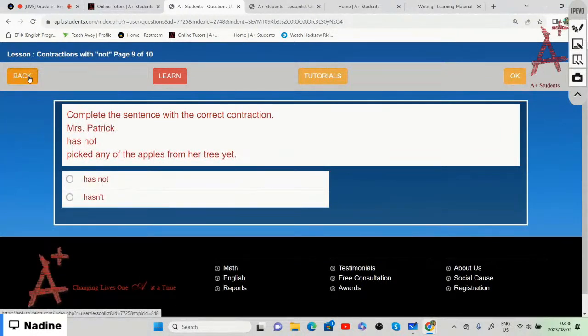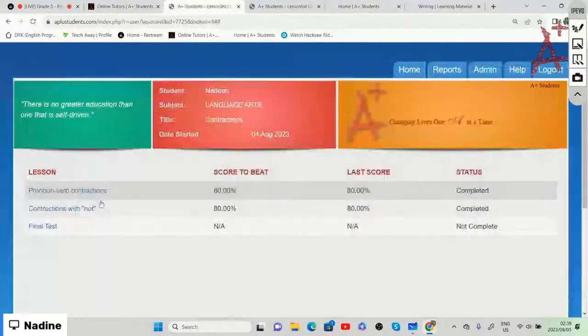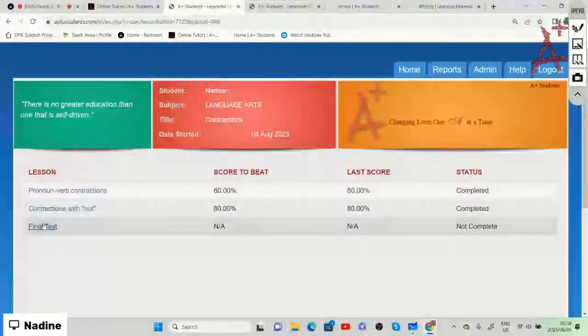All right, so that is basically contractions, right? These are basically contractions where we first went over the lesson of pronoun verb contractions or contractions with not, right? All right, so now we're going to do a final test, right? Okay, let's go to the final test.